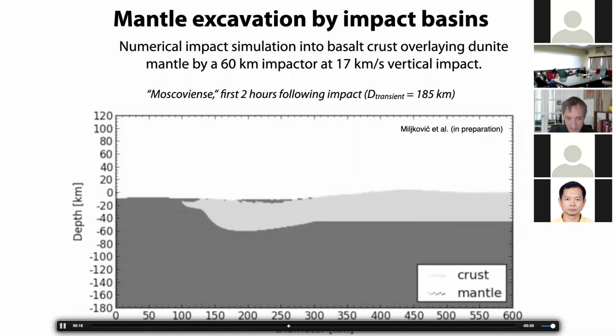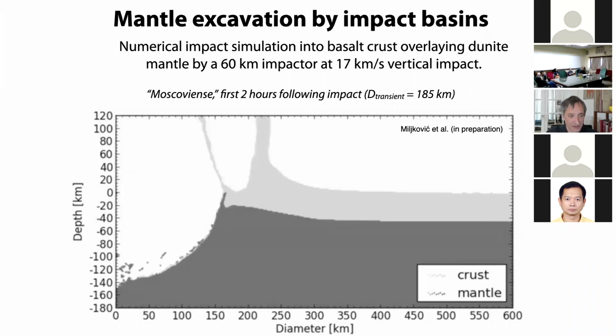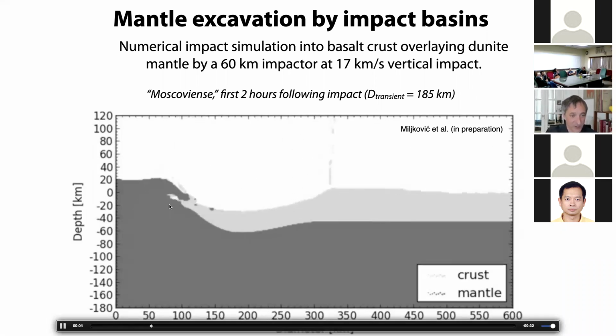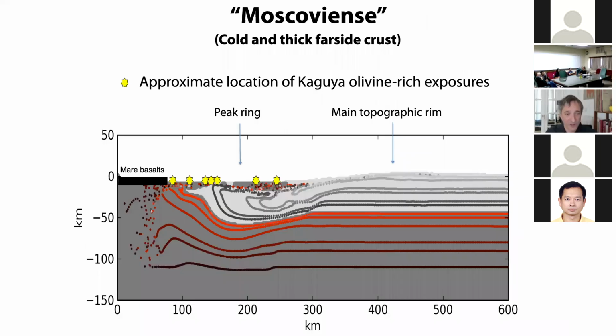So how does this show this again? The crust is excavated from the interior of the basin, the mantle is exposed in the inside of the basin, and on top of that, we have a small thin layer of mantle deposits just exterior to the basin in this region here. So how does this compare with observations?